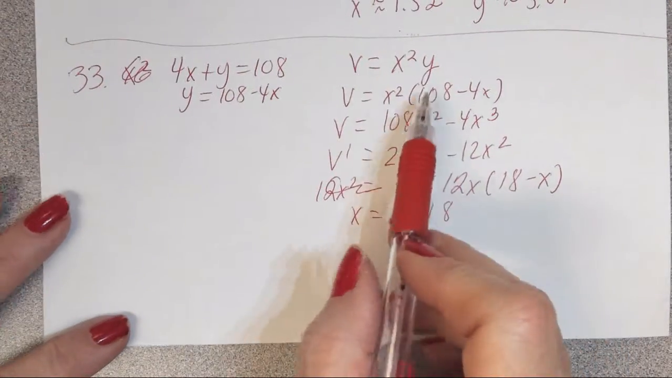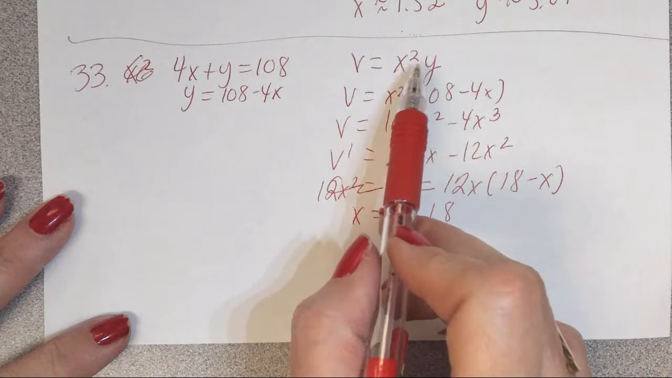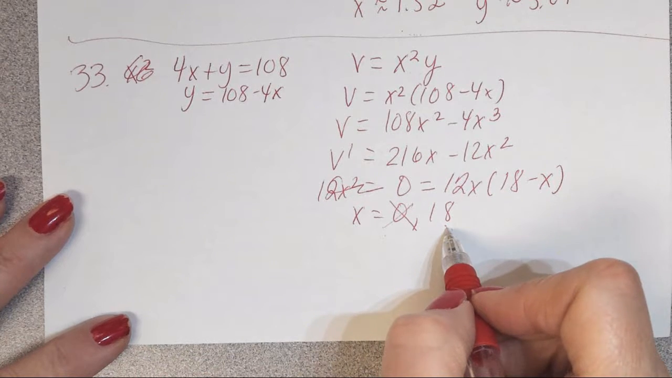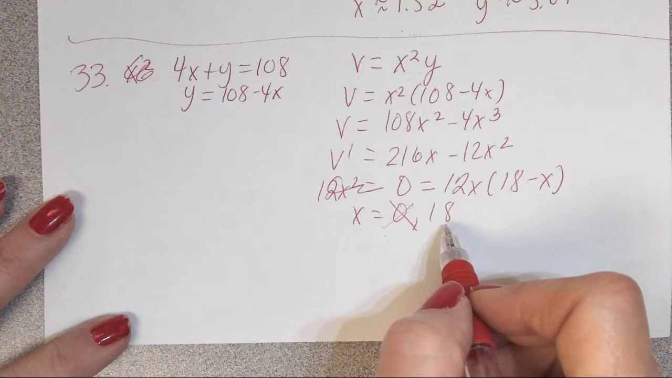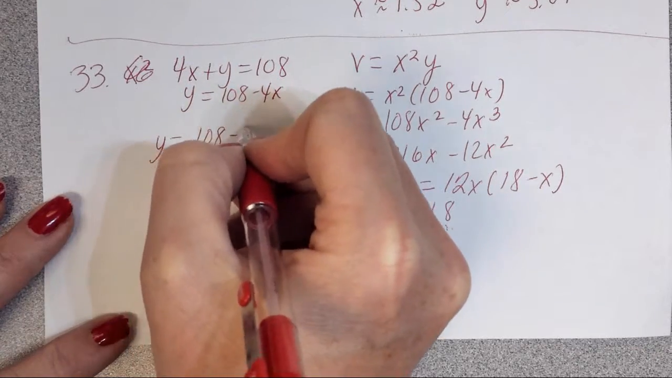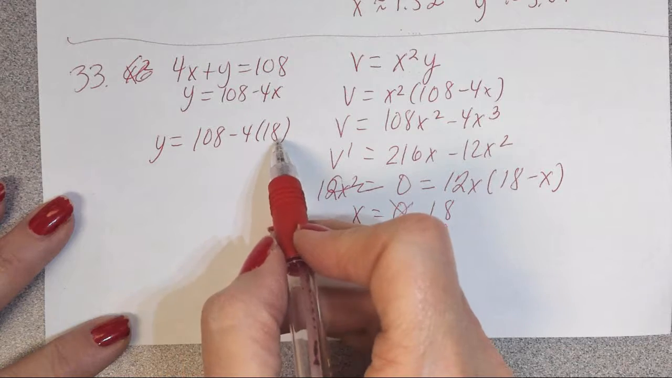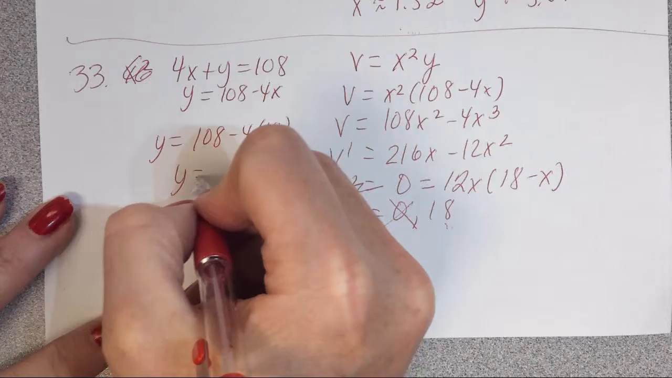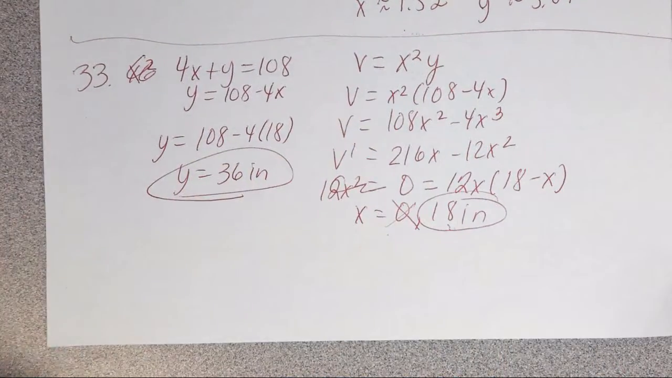Well, what's 0 going to do to our volume? Make it 0. So I know that's going to give me the minimum. So I certainly don't want to use that. 18 is going to have to be the answer. I could do the second derivative test if necessary. So I know then that x is going to have to be 18. And y is going to have to be 108 minus 4 times 18. And what is that? 72, 108 minus 72, 36, right? So there's our dimensions. Okay?